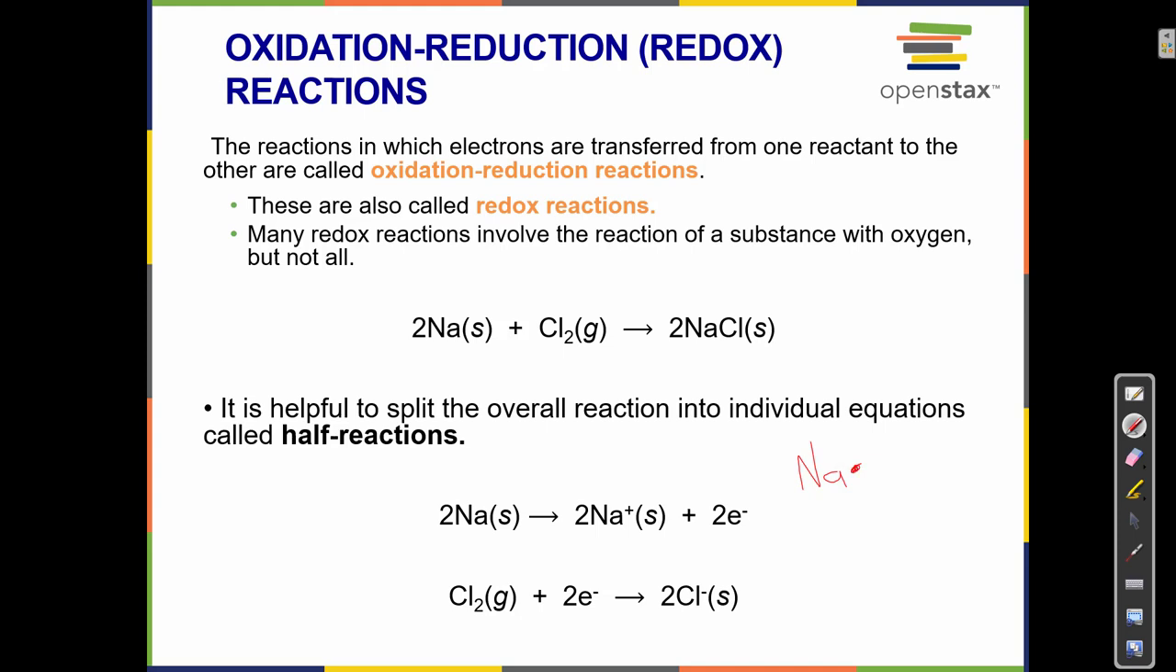So over here, I have sodium with one valence electron. There's two of them. And over here, I have two Na+, two sodium cations. So what happened to those electrons? Well, they're just right over here, two electrons.